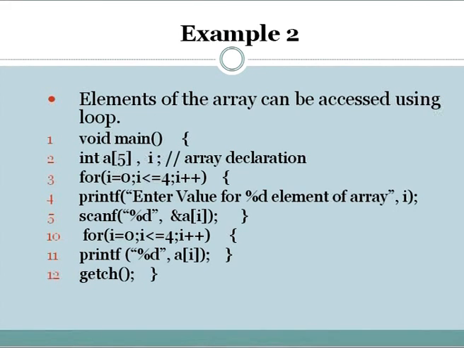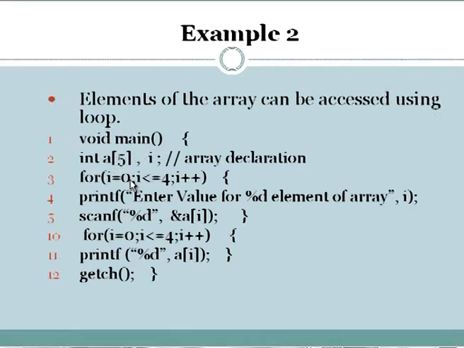This is another example for accessing array. In this example we have declared an array of size 5, and an important point is that in this example we are accessing the elements of array by using loop. For this purpose, we have used for loop. For loop will be repeated 5 times, and each time the loop will access an element of array.